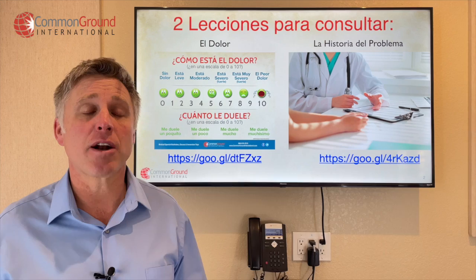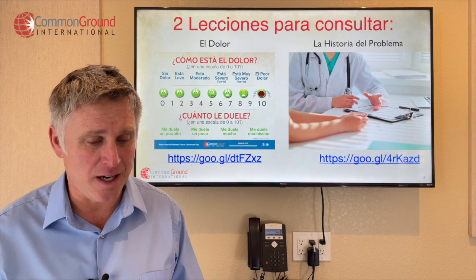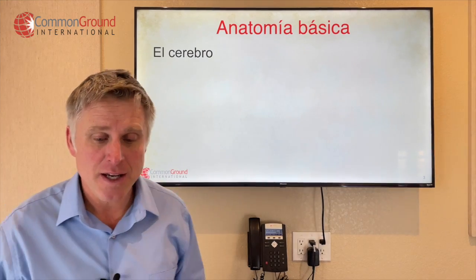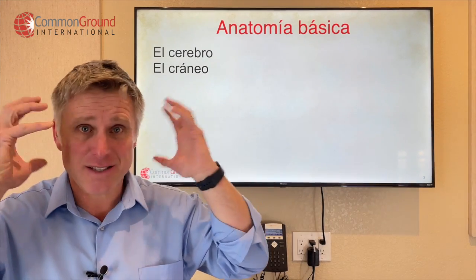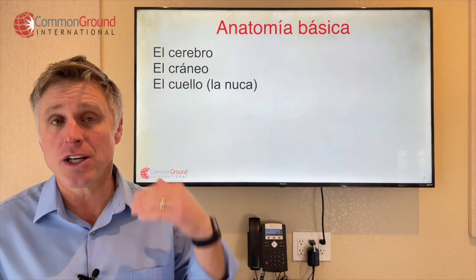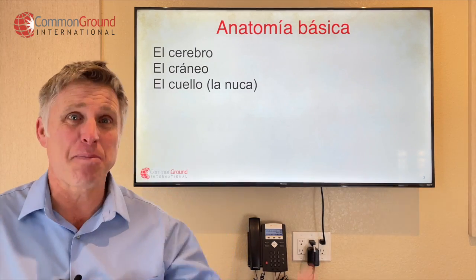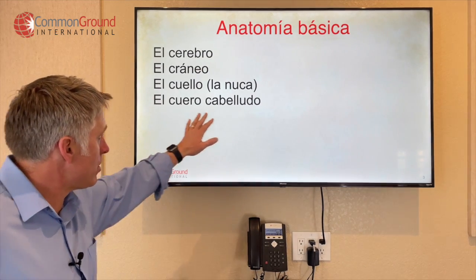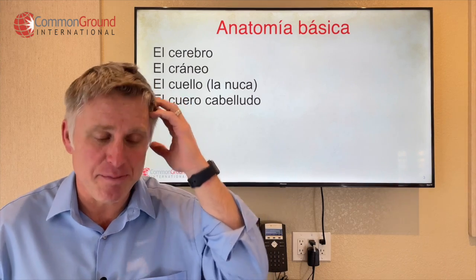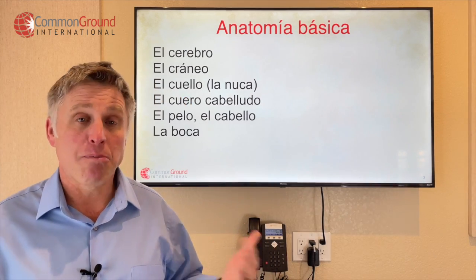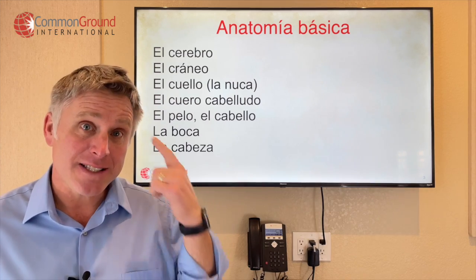Okay, let's get started with Anatomía Básica when it comes to headaches. So we've got el cerebro, brain, el cráneo, this is like the skull, the bone structure. El cuello is neck. Nuca is often referred to as the back of the neck. El cuero cabelludo, this is the scalp. El pelo, el cabello, hair. La boca, mouth. La cabeza, head.